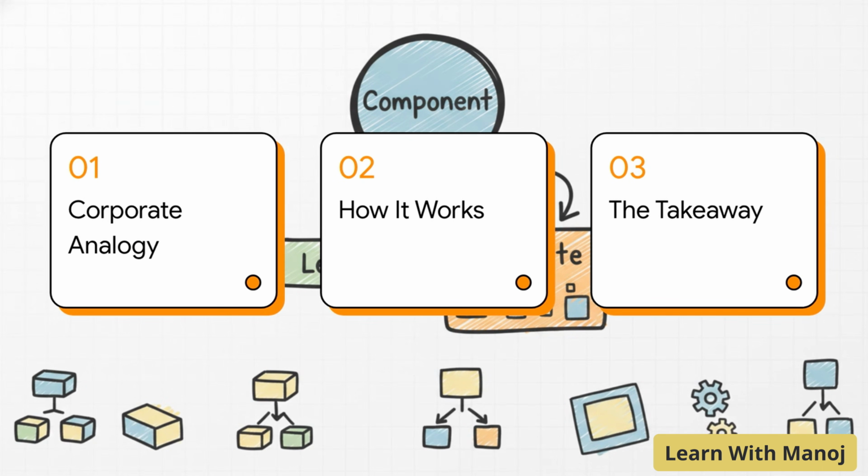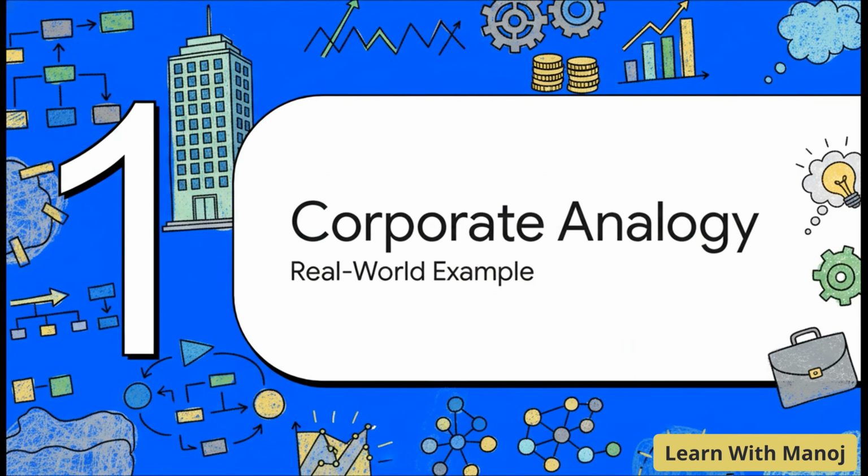All right, so here's our roadmap for today. We'll kick things off with Chapter 1, the real-world corporate analogy. Then we'll move into Chapter 2, how the concept works. And finally, Chapter 3, the takeaway, which covers exactly when to use it. So let's jump right into Chapter 1, the real-world corporate analogy.